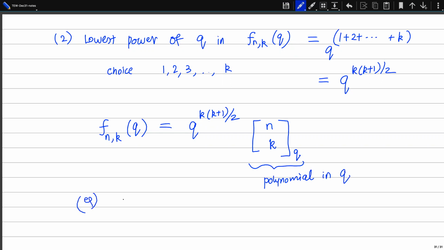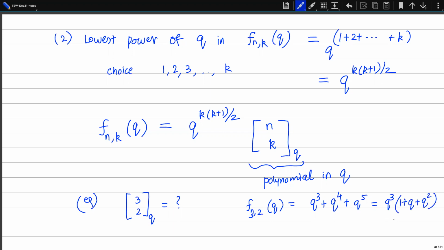Okay, so in that example that we just did, what is 3 choose 2 q, for example? We said f_{3,2} of q looks like q cubed plus q to the power 4 plus q to the power 5. And from that, I pull out the lowest power of q. And what's left is called the q binomial coefficient. So this is exactly your 3 choose 2 q.